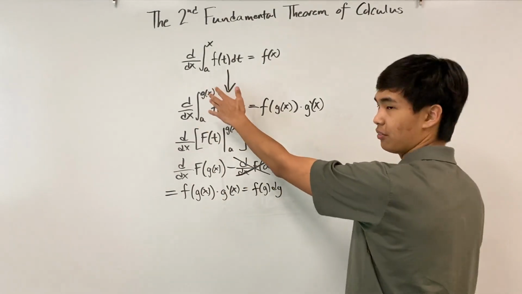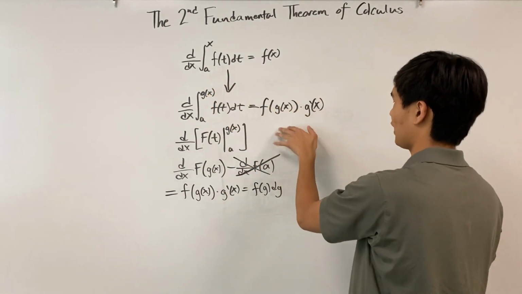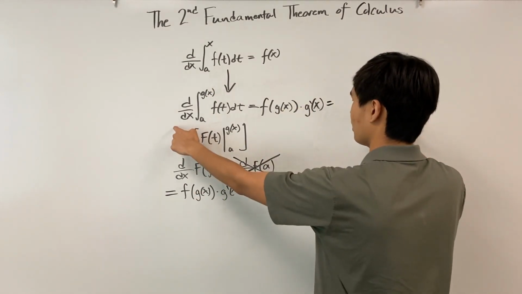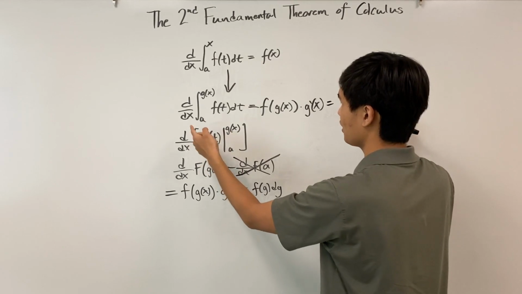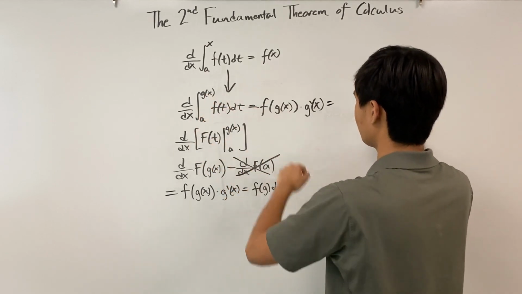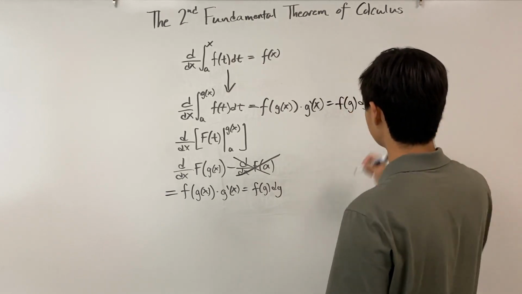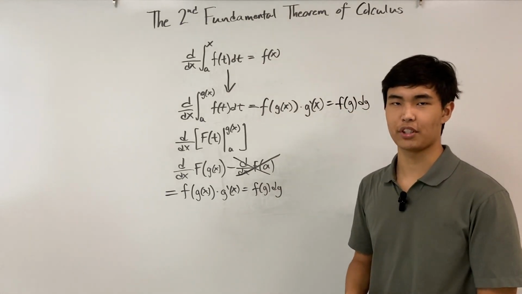If you have a function, then you have to apply the chain rule when using this theorem. So the derivative of the integral from a to g of x of f of t dt is f of g dg. That's the second fundamental theorem of calculus.